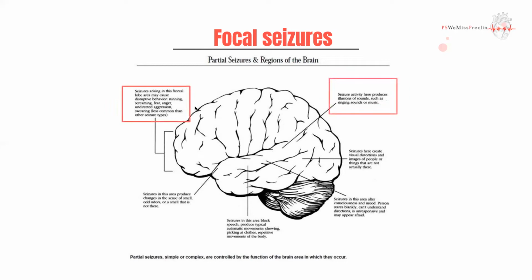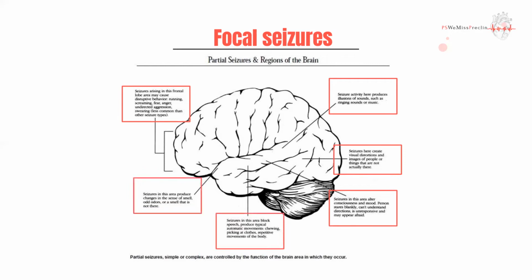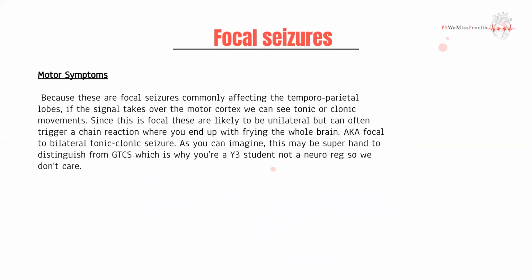So I've added this slide for reference, and here you can see the different parts of the brain and how seizures usually affect them. But talking about motor symptoms, because a lot of these affect the temporoparietal lobes, which is where you have your primary motor cortex, you would imagine that a seizure or uncontrolled bursts of electric activity in that area would trigger motor movements, right? And because these are focal, they are usually unilateral, but they can trigger a chain reaction as well, where it starts off in one place, but then spreads everywhere else. And that is called a focal to bilateral tonic-clonic seizure.